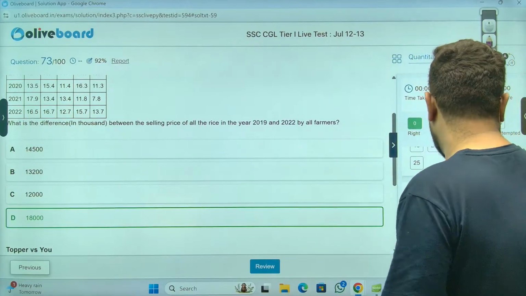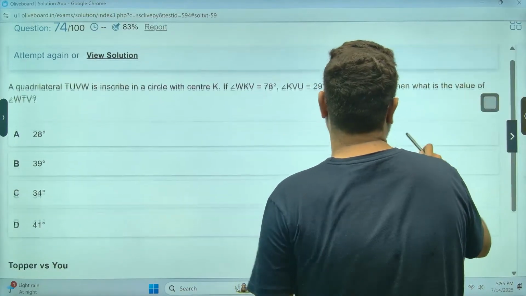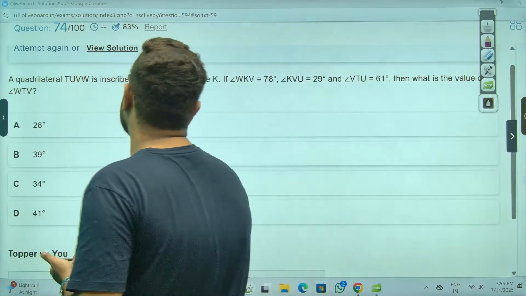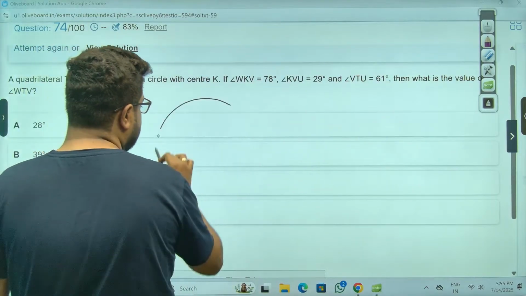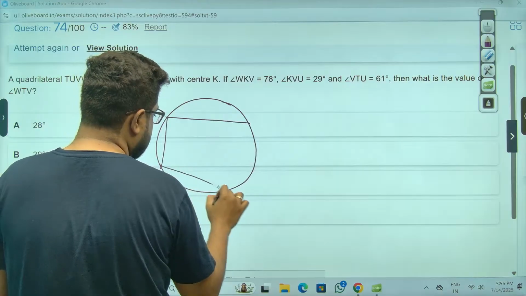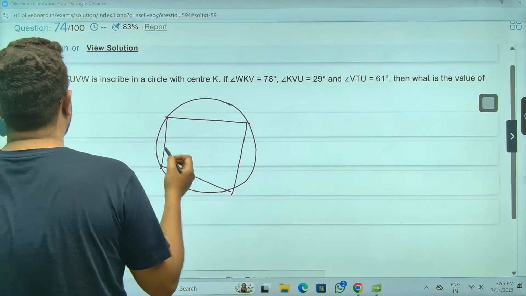Not difficult. Simple. They gave a little calculation, brother. Now, a quadrilateral, this is inscribed in a circle, sir. Like it is a cyclic quadrilateral, sir. Okay, the center is given. Okay.